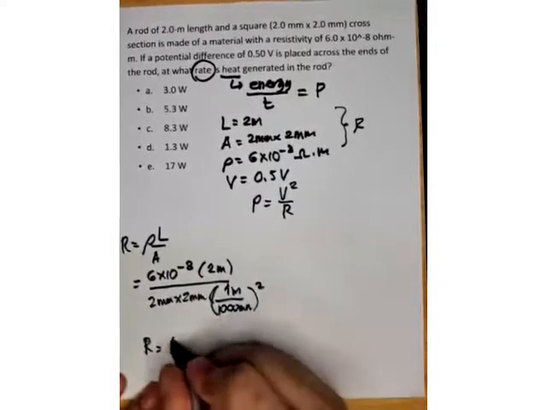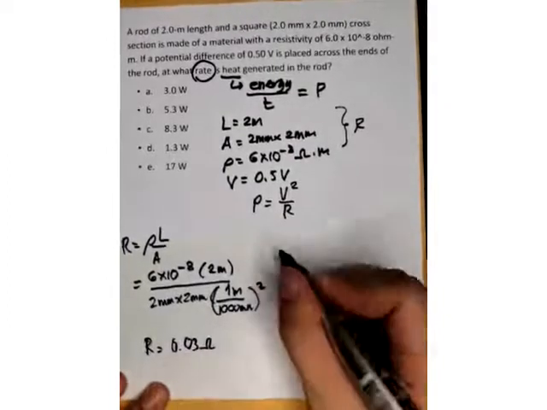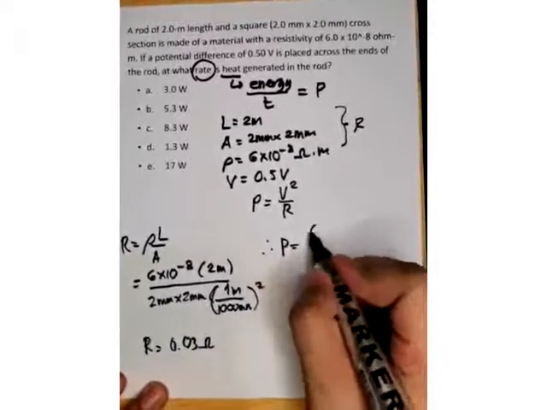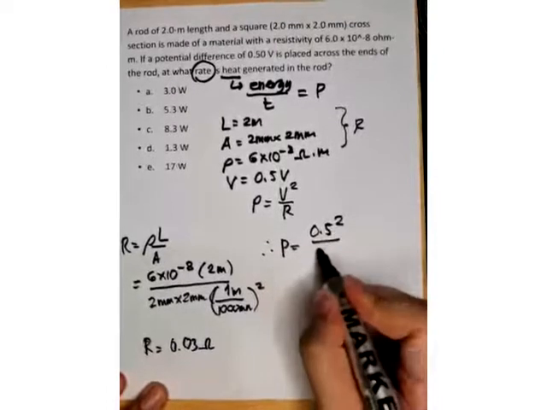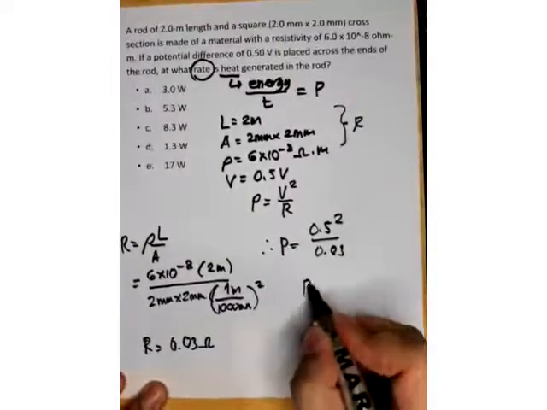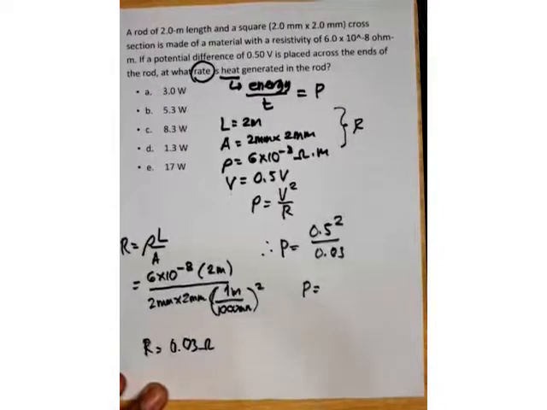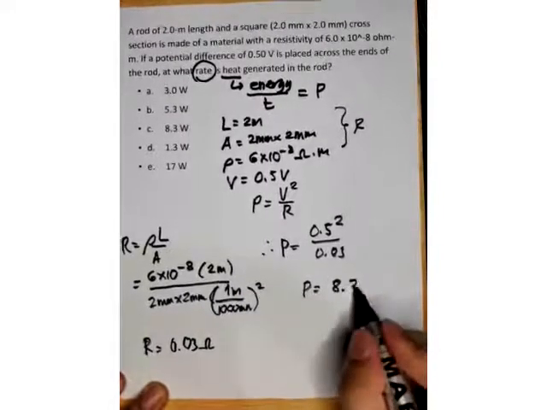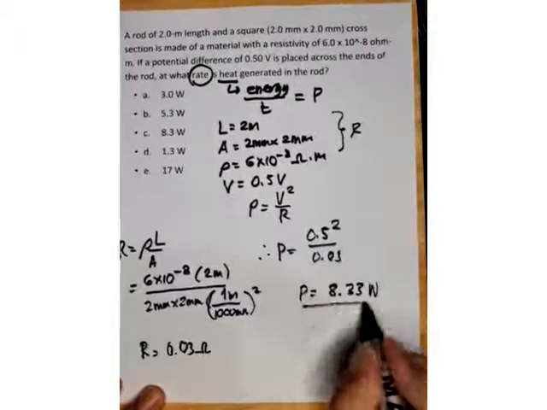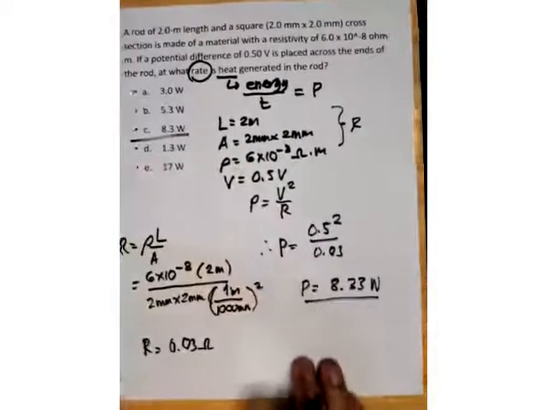It's 0.03 ohms. So therefore, power is equal to 0.5 squared over 0.03. So power is equal to 8.33 watts. So the answer is letter C.